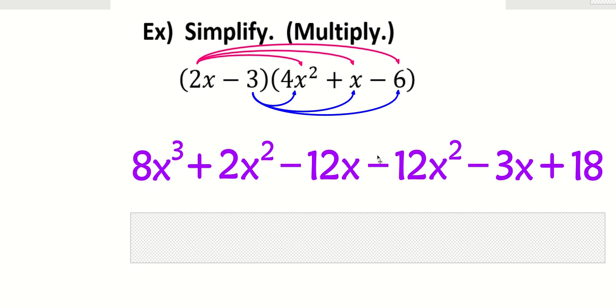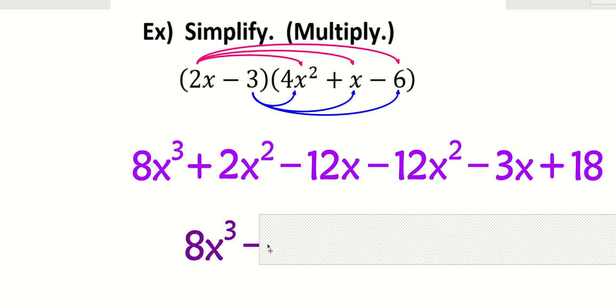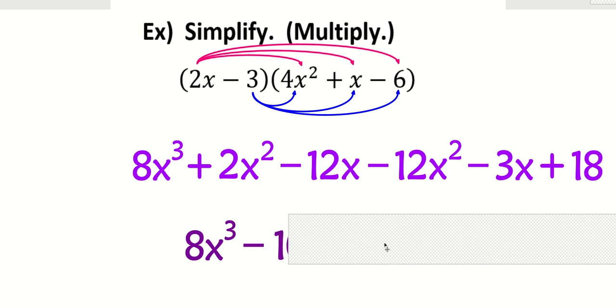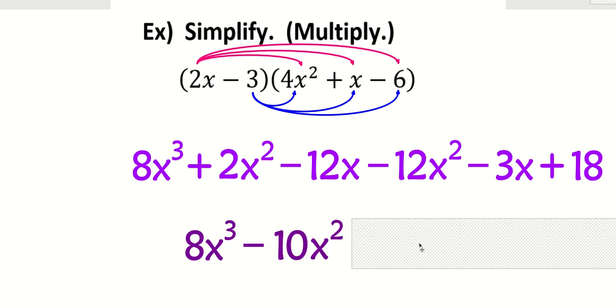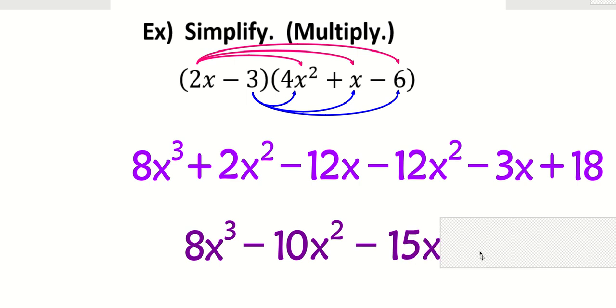Yes. So all of these are now together, and if there are any like terms, we are going to combine them. Any like terms with the 8x to the 3rd? Nope. So the 8x cubed just drops down. But 2x squared minus 12x squared is -10x squared. And then -12x minus 3x is -15x. And then the plus 18 will not combine with anything else.